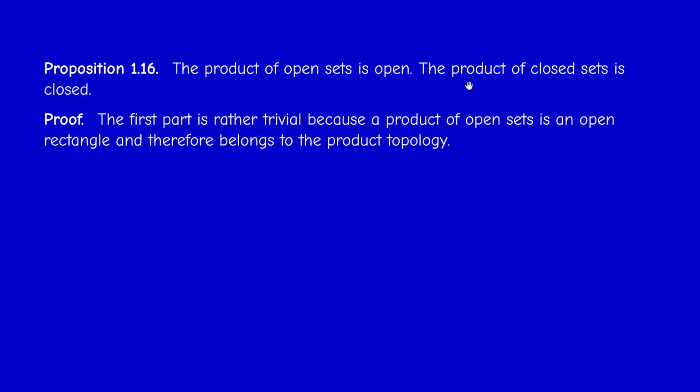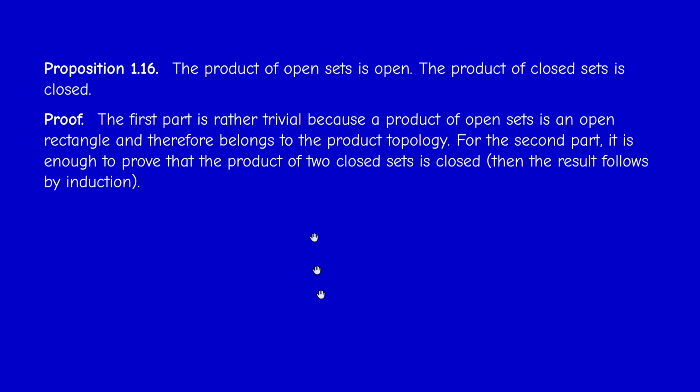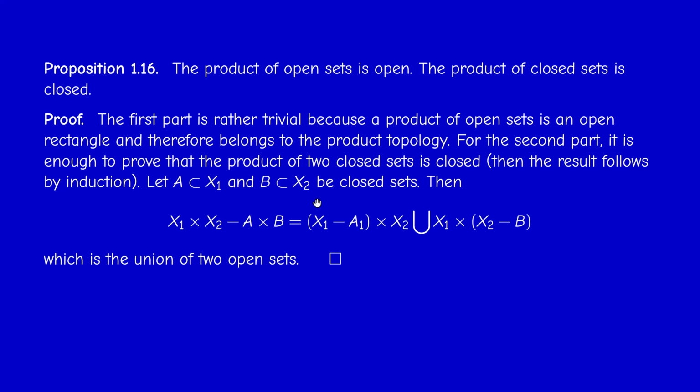Okay, now less trivial, the product of closed sets is a closed set. So we go back to the definition. A closed set is a set whose complement is open. So we have to prove that the complement of a product is open. Of course you just do it for two, because then we can do it for any number by induction. So just take two spaces, X1 and X2, and take a closed set A in X1 and a closed set B in X2.